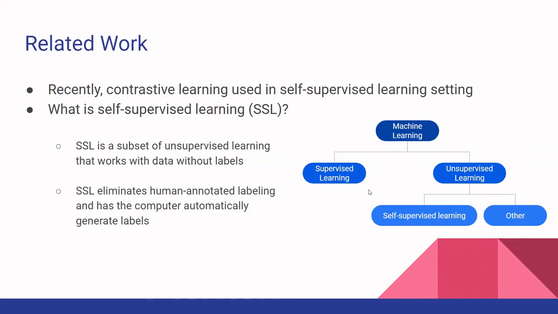Annotating data sets with clean labels tends to be expensive, slow, and error prone. And also in some cases very difficult to come by, for example, when we're dealing with medical data. So self-supervised learning attempts to eliminate human annotated labeling, and has the computer automatically generate the labels.